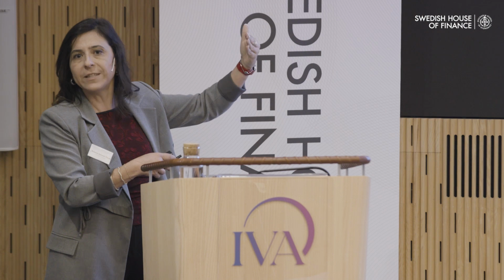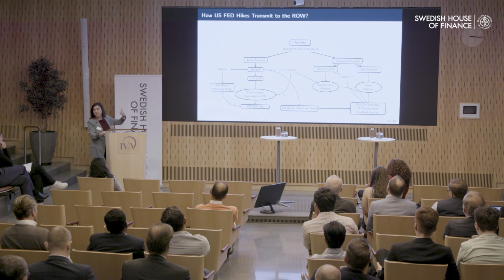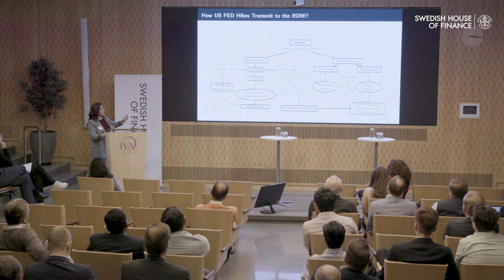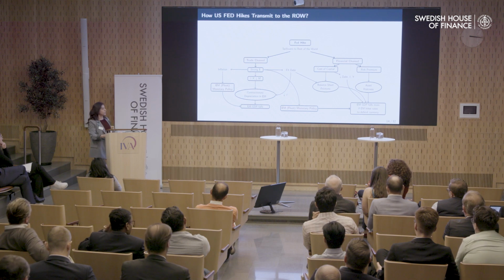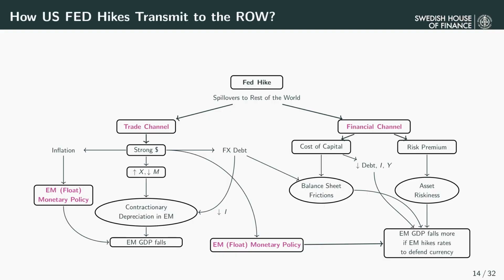Even if you are a floating exchange rate regime country, if you have an inflation problem because of the strong dollar passing through import prices, you tighten your rate, and of course you reduce your GDP. That explains contraction upon depreciation.